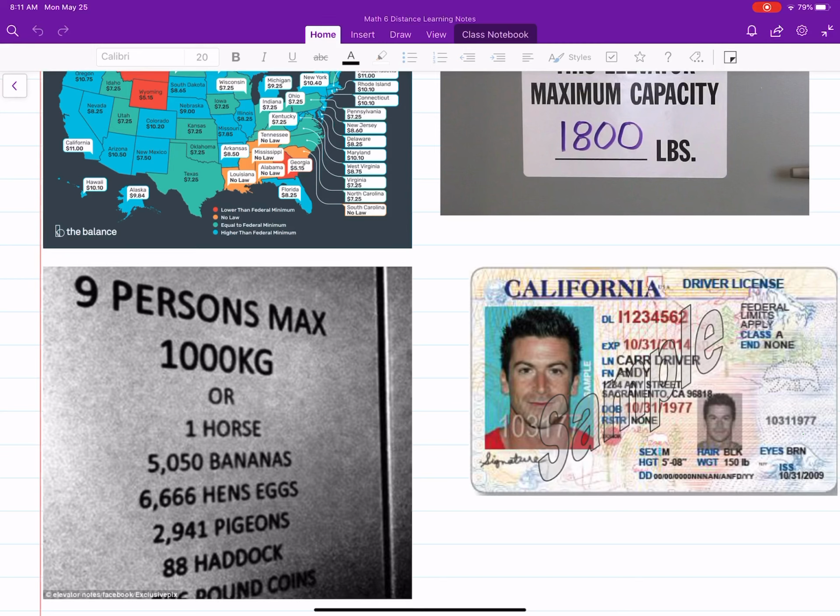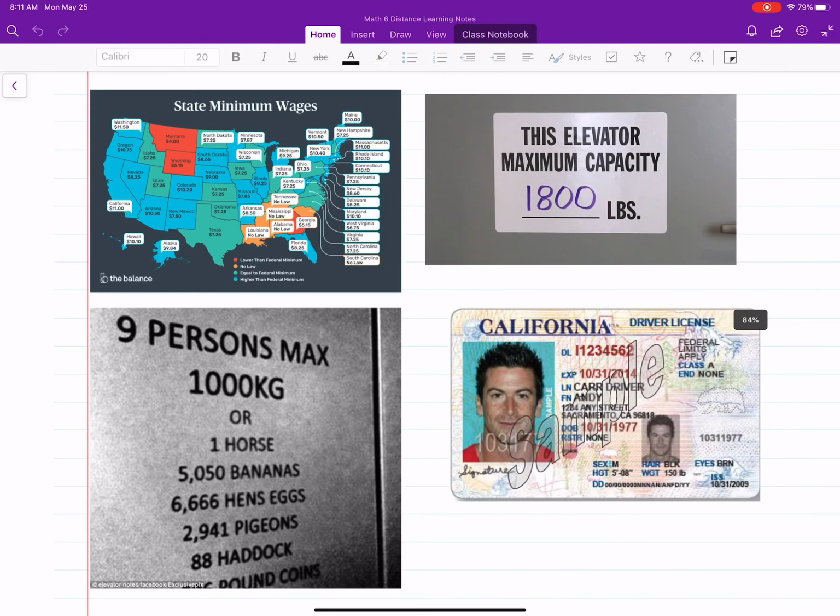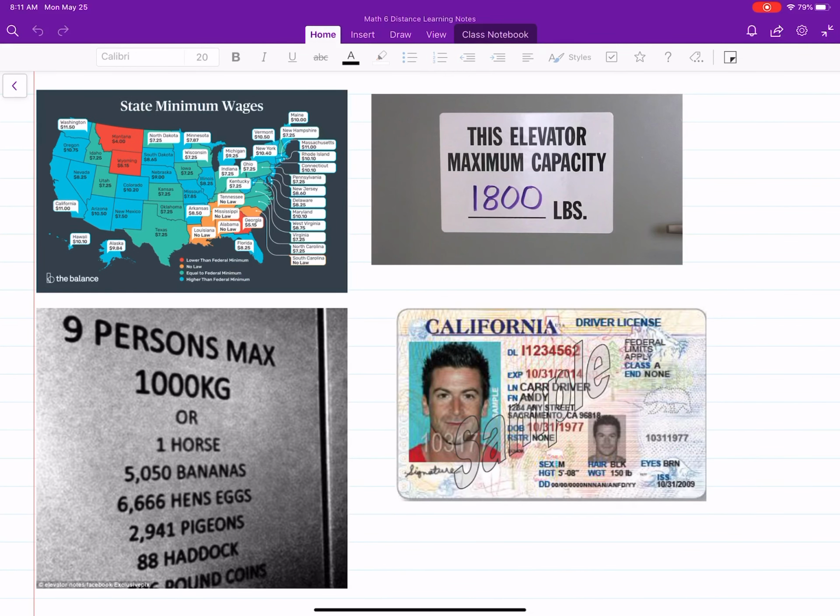And then there's this license with the expiration and the person's date of birth. It is a fake license. But what do these all have in common? That is what I want you to take from this. What are your thoughts on how we would write a mathematical sentence to fit each of these scenarios? That is what you're learning today.